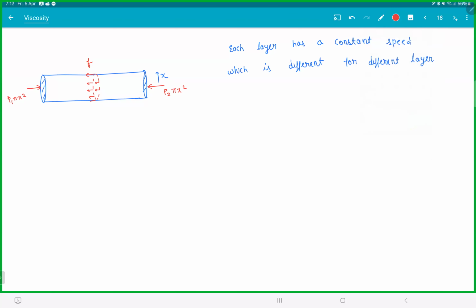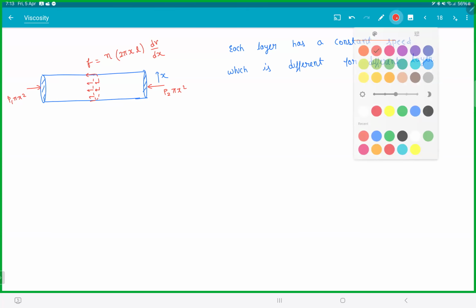So what is this viscous force? Eta times area, which will be the surface area of the cylinder, 2 pi x into L, times dv by dx. That's your velocity profile. I hope that is making sense. So the pressure will act on the cross-sectional area, whereas the viscous force will act only on the surface area.